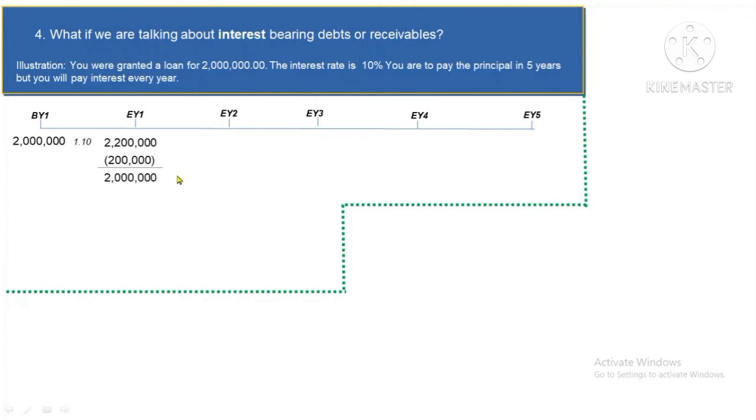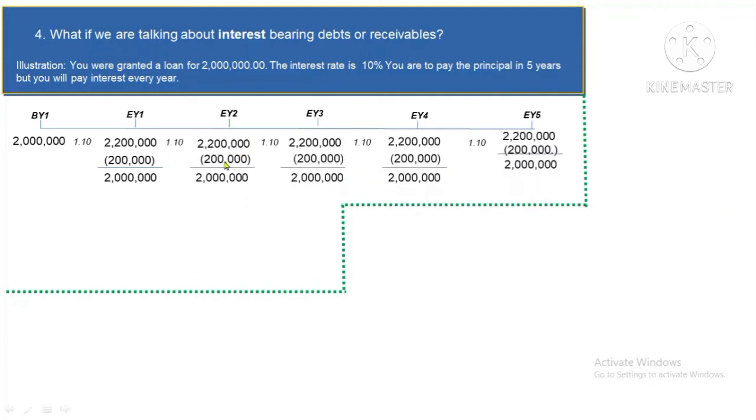Actually, on the second year to fifth year, the cycle will continue. Times 1.10 and then 2.2 minus 200,000, 2 million again, until you are going to pay at the end of the fifth year the principal of 2 million. Sir, we want proof that the present value is really 2 million. Okay, then we can use a formula-based solution to prove that.